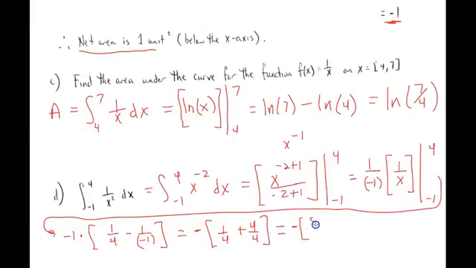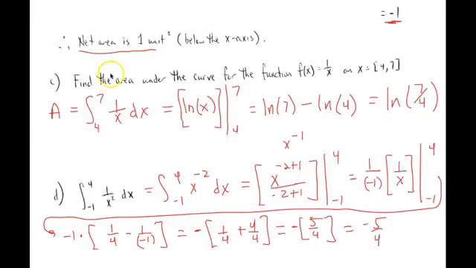And so now we have 5/4. So our answer here is negative 5/4. And so what this is telling us is that the area under the curve for this particular function somehow, some way, ends up being below the x-axis instead of above the x-axis. So if we think about this for a second, we find this to be a strange answer.